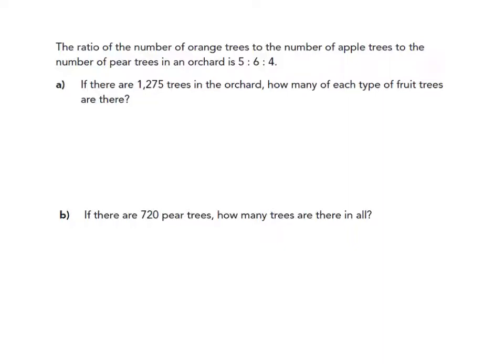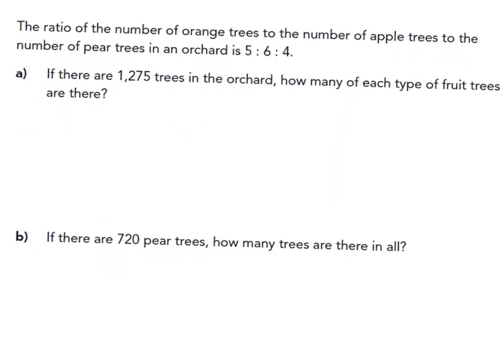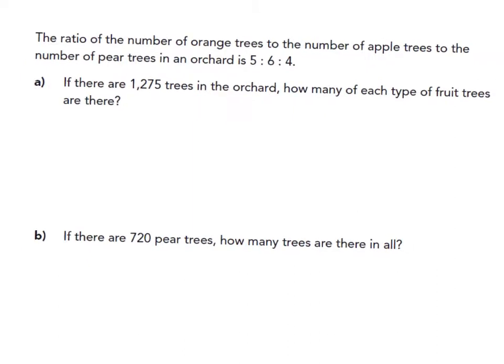When solving ratio problems with multiple things going on in the problem, if you set up a bar model, you can usually keep track and figure out what the unit is to help you figure everything else out. So starting with the first one, it says the ratio of the number of orange trees to the number of apple trees to the number of pear trees is 5 to 6 to 4.